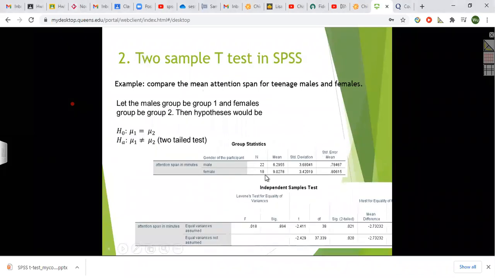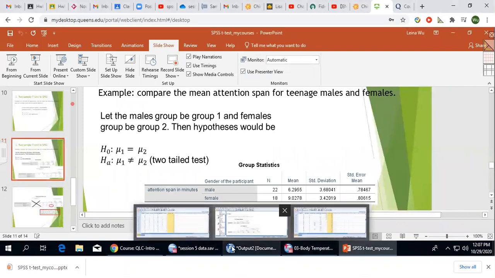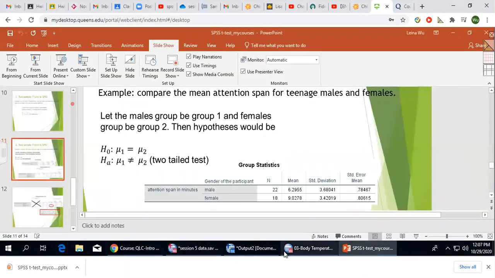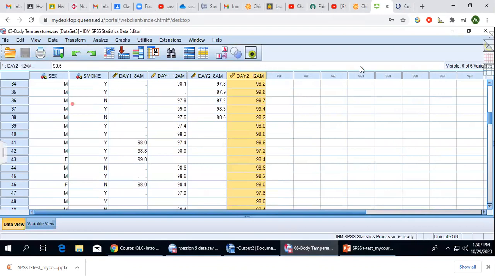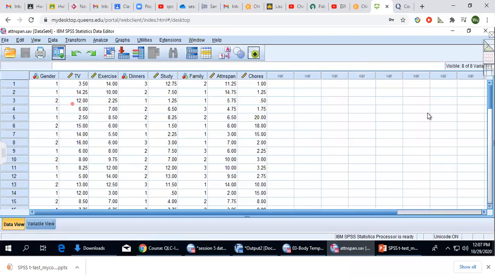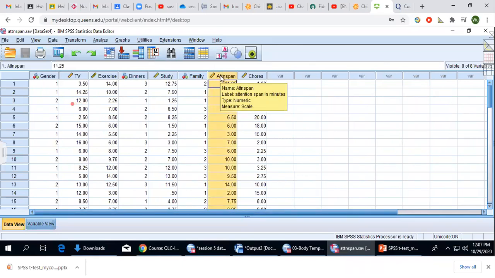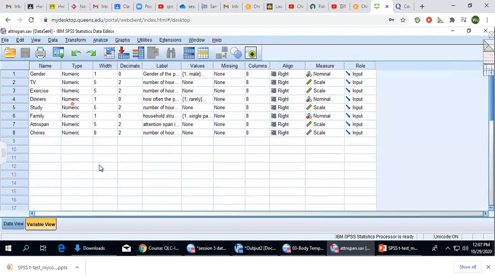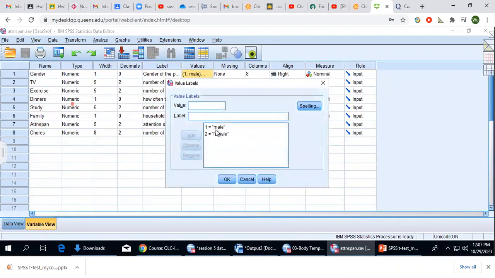All right, and then we're going to carry out the test in SPSS. Let's go back to SPSS. Here is the original data with attention span and gender. The attention span is based on gender, whether female or male, for the teenagers. It's worth noting that for gender, 1 is for male, which is group 1, and 2 is female, which is group 2.